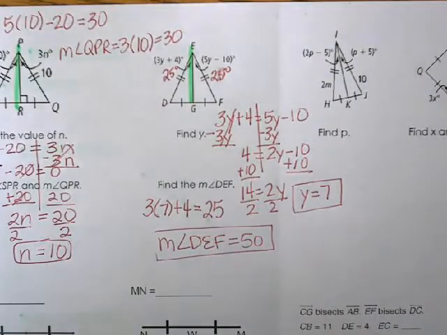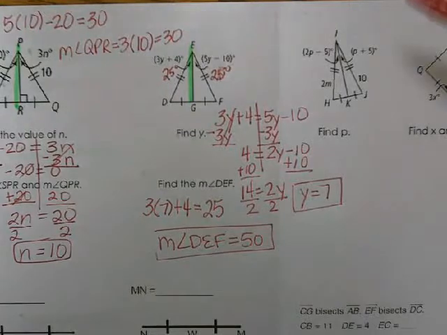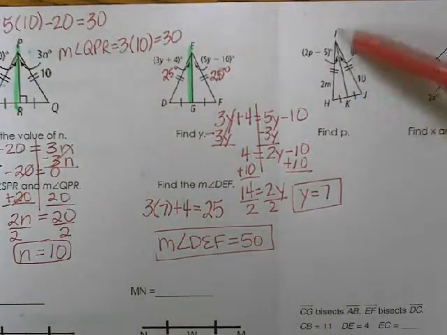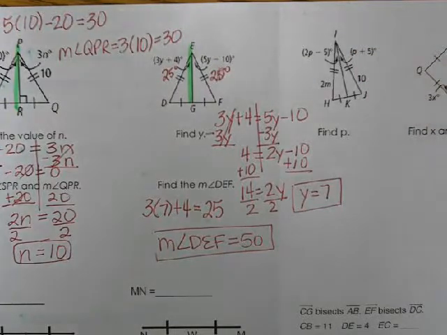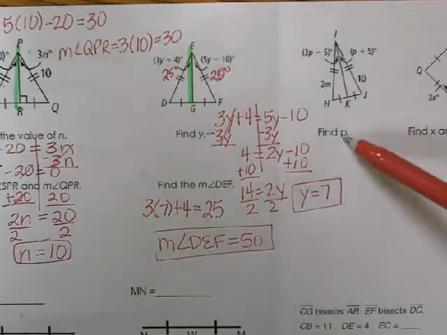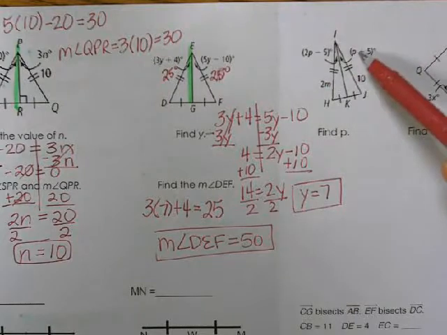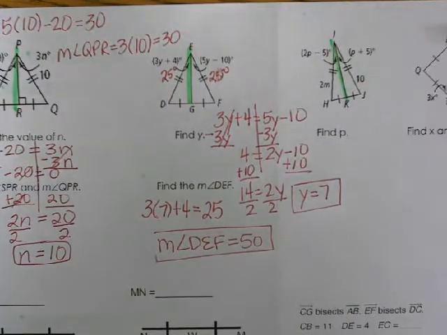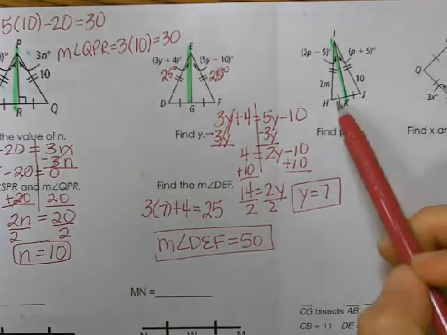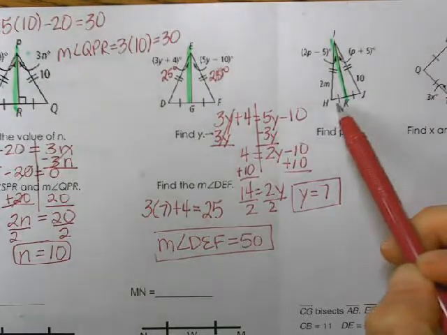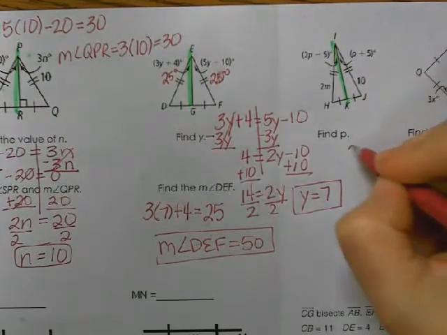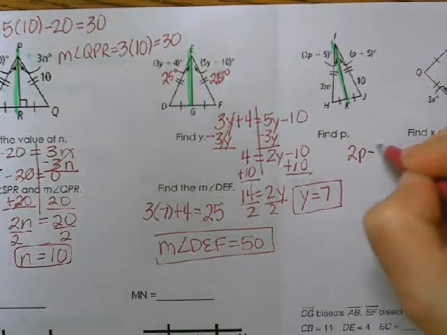Okay? Alright. Looking over here, same thing. If you notice, all of these are isosceles triangles, and they're all making that bisector right there. Alright, so find P. So we just set the two angles equal to each other because IK is a bisector. And how do I know it's a bisector? When you look down here, you notice that those are congruent. Okay? So 2P minus 5 equals P plus 5.